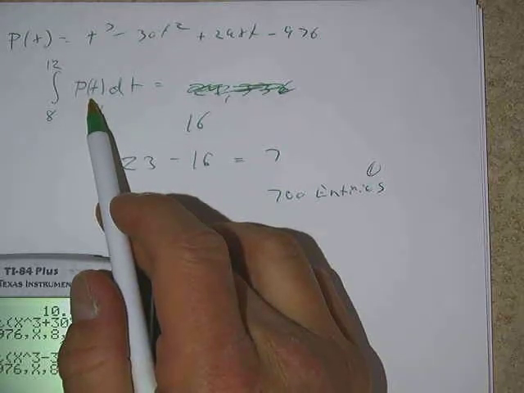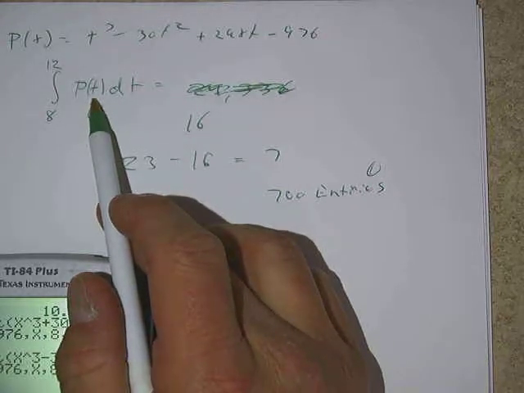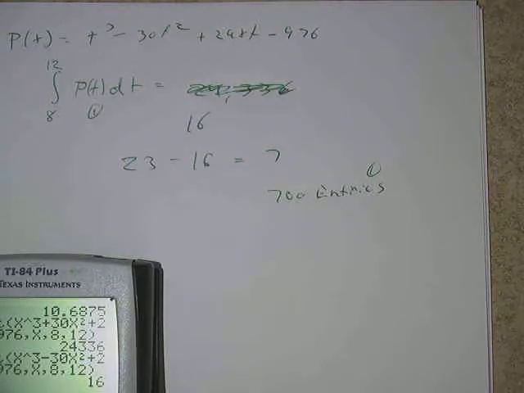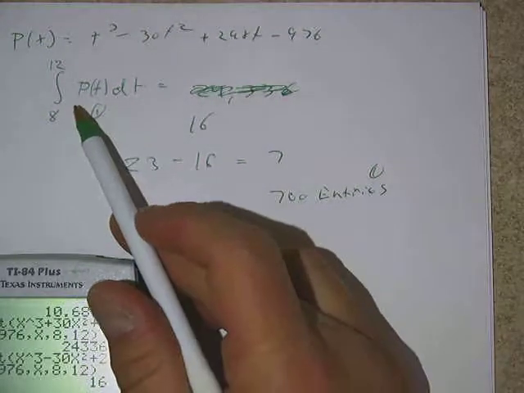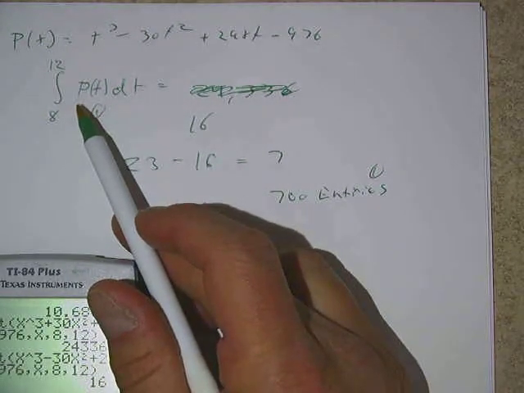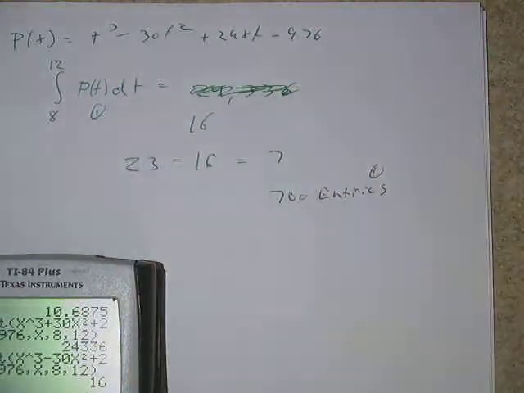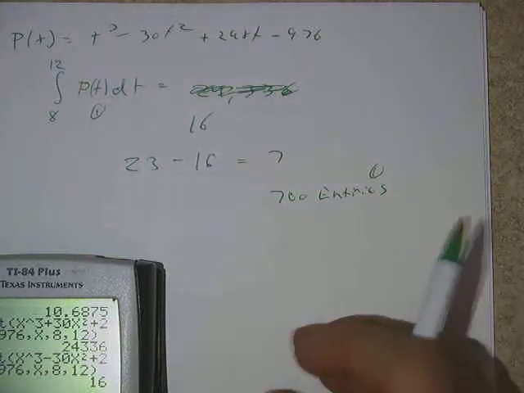Alright. And from there, we are good. 700 entries would be how many are left to be done. 2 points there, one for the integral part, and then one for subtracting it from 23 and getting 7. So 1 point for the final answer, 1 point for having the correct integral, 8 to 12 of P of t dt.